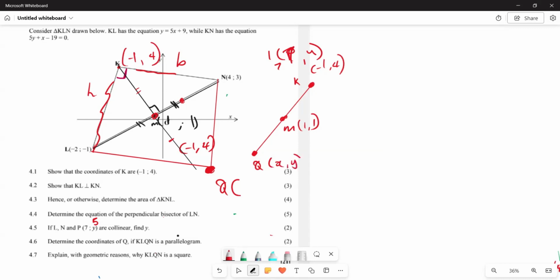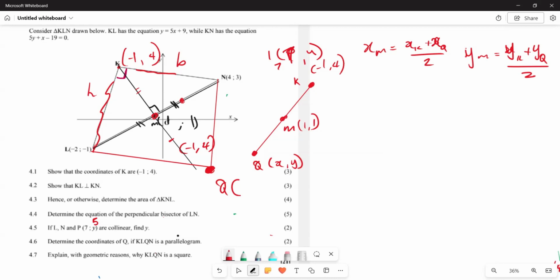You don't know your x and your y, but you know that your m is the midpoint. So you can literally plug this into the midpoint formula. But you can also break it down: the x of m is going to be equal to the x of k plus the x of q, over 2. And the y of m is going to be the y of k plus the y of q, over 2. Basically, this is the midpoint formula, but I've just broken it down so that you can see it.